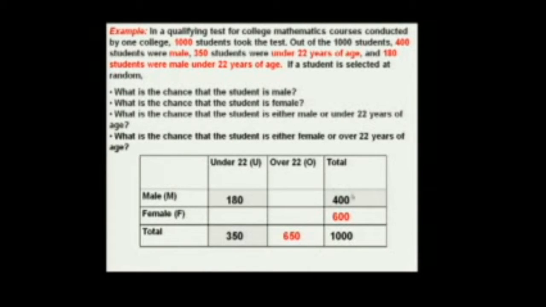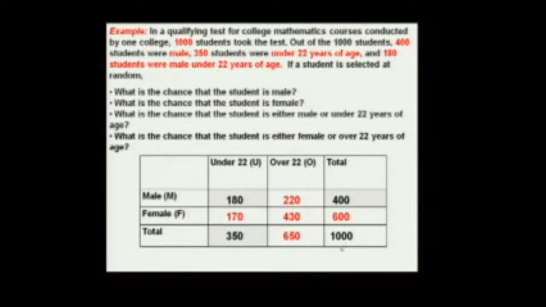Similarly, since we have 400 here, and this is 1,000, and that's the total, then this number will have to be 600. And we can move on. 350 will give us a sum of 180 plus 170. So where do we get this 170? It's the 350 minus the 180. Now, since the total here is 600 and this is 170, then this should be 430. Finally, since the total here is 400 and this is 180, then the number here should be 220.